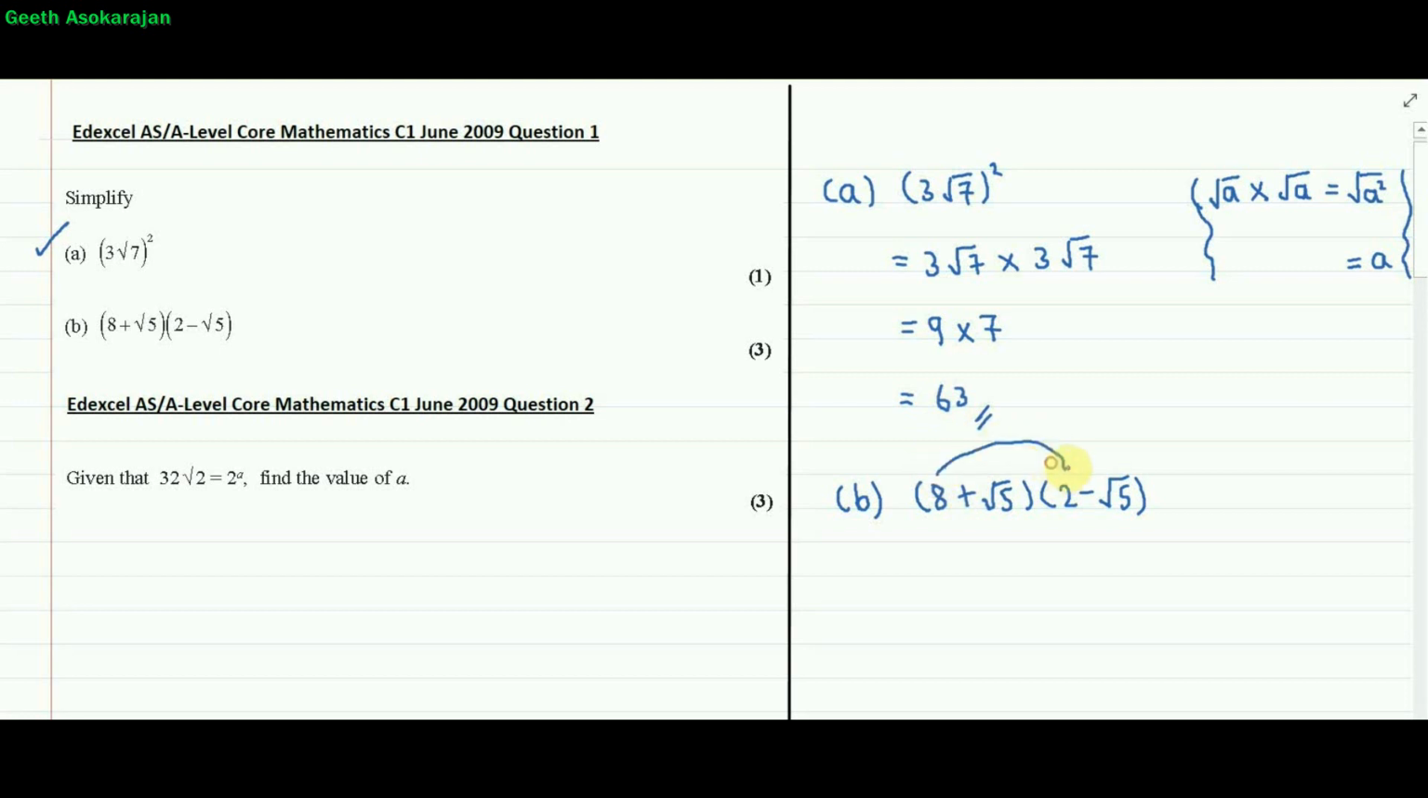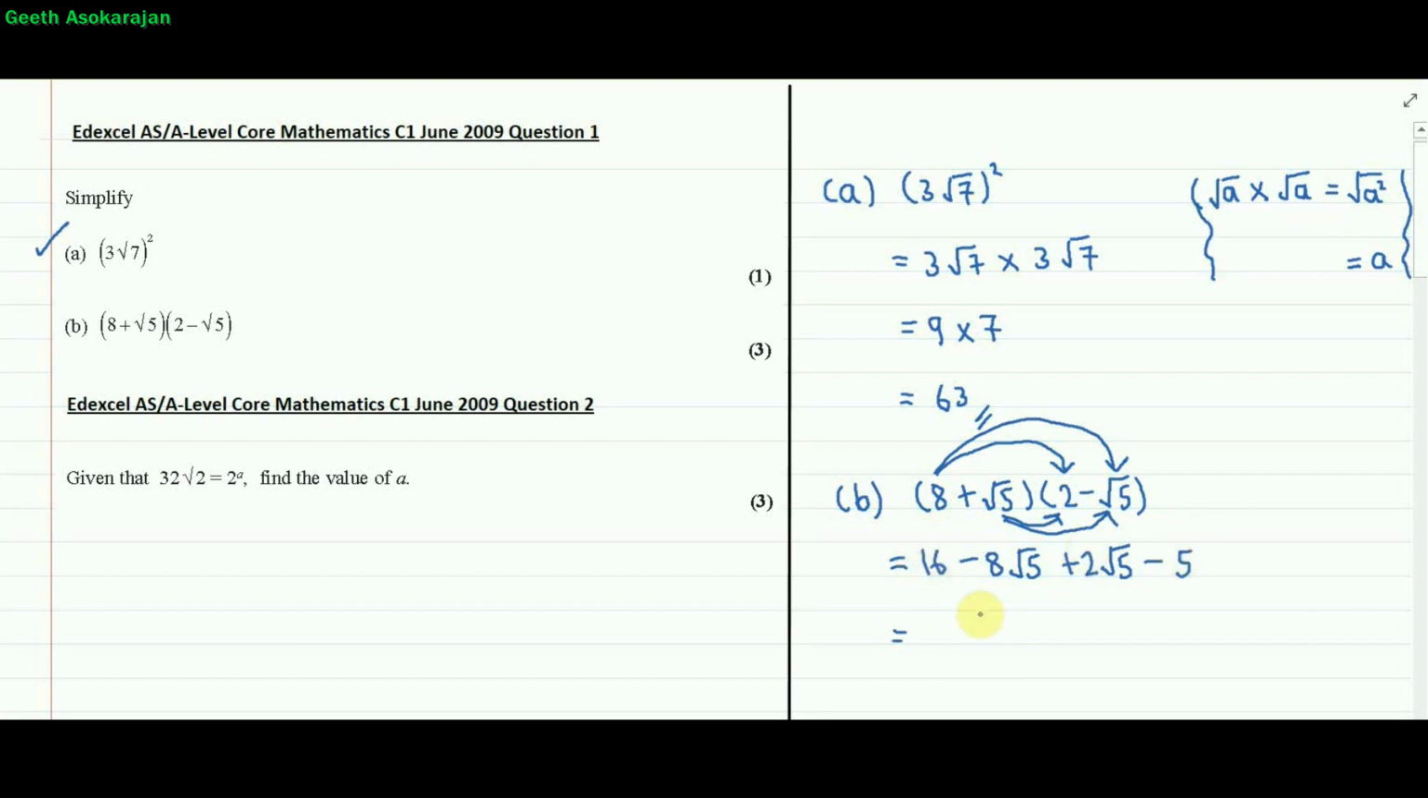So firstly, 8 times 2, that being 16. 8 times minus root 5 is minus 8 root 5. Root 5 times 2 is plus 2 root 5, and plus root 5 times minus root 5. So firstly, plus times minus is minus, and root 5 times root 5, using the same idea, is 5. So let me add the like terms.